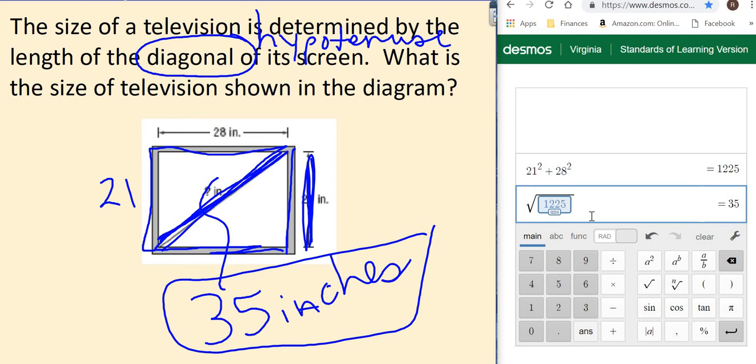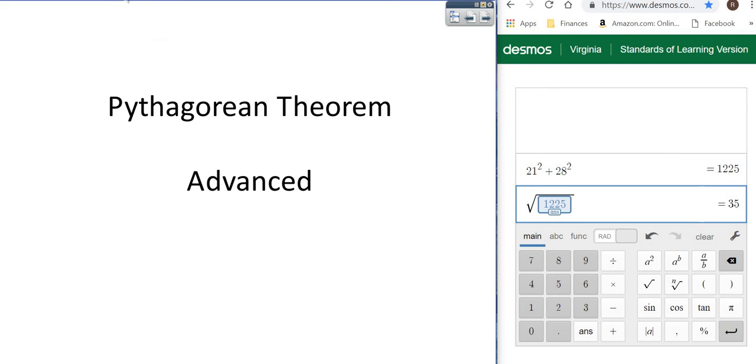So when you have legs, you take leg squared plus leg squared, square root of that answer, and it'll give you the hypotenuse. And like I said, a diagonal is always your hypotenuse. All right, next we're going to advance.